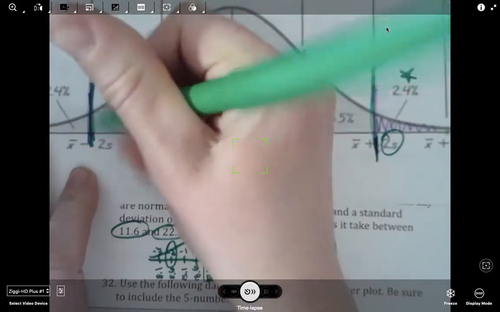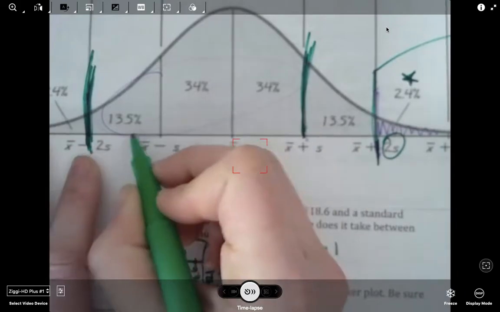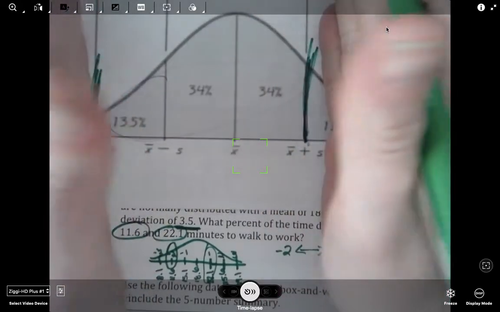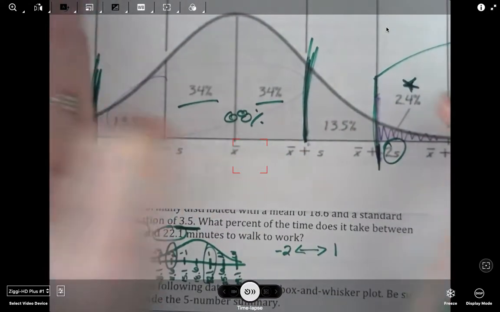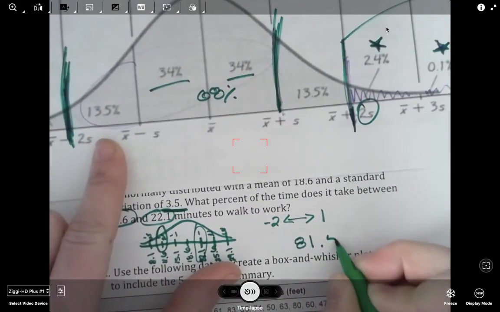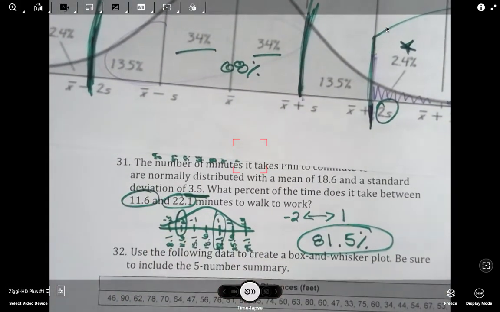Okay, so you go to your bell curve. -2 is here, right? This is where it cuts off. And +1, okay? There's 34% here, 34% here, and 13.5% there. So the percentage between these two is those three added together. This right here is 68%, but then I'm adding 13.5 to that, 81.5. So 81.5% of the time, he can expect it to take between 11 and 22 minutes. Does that make sense? That just helps with planning purposes. Most of the time, it's going to take between 11 and 22 minutes to get to work, right?